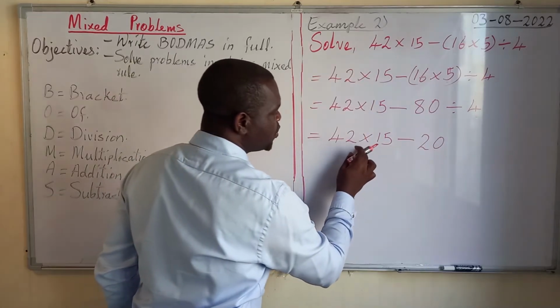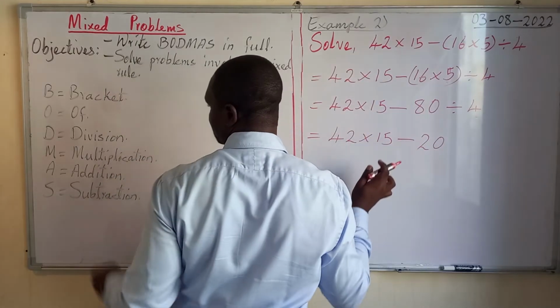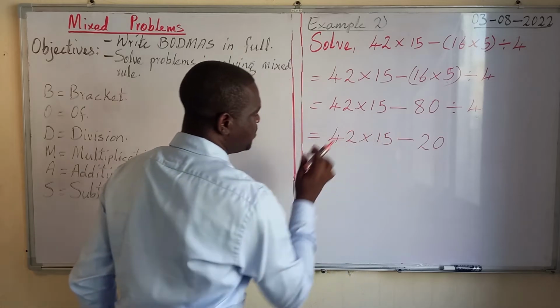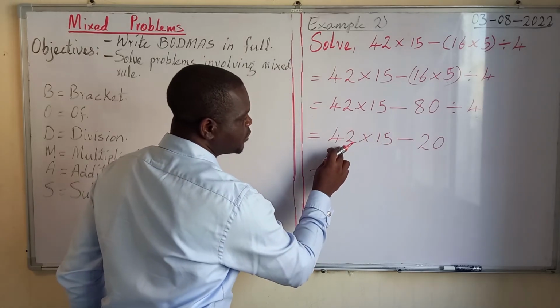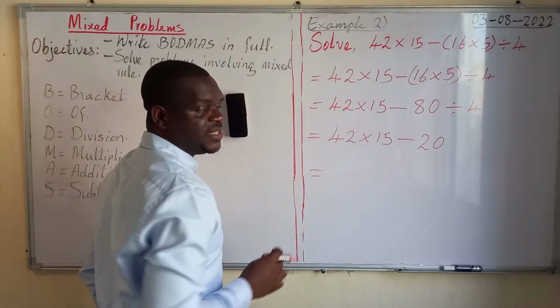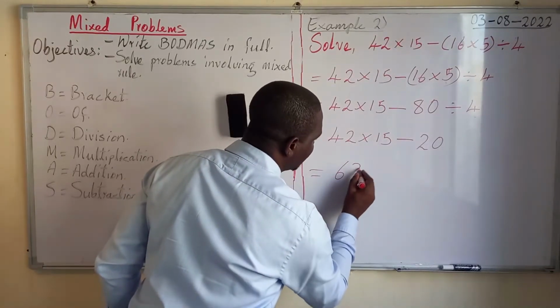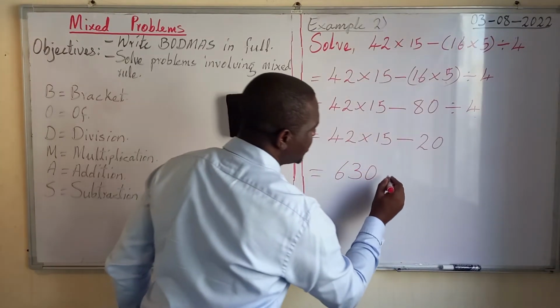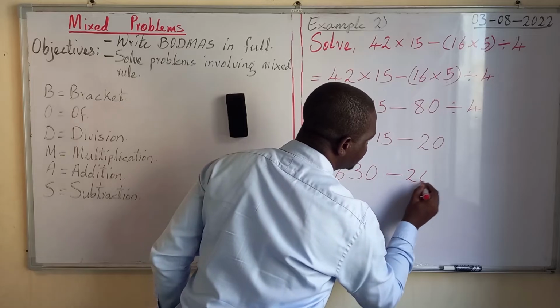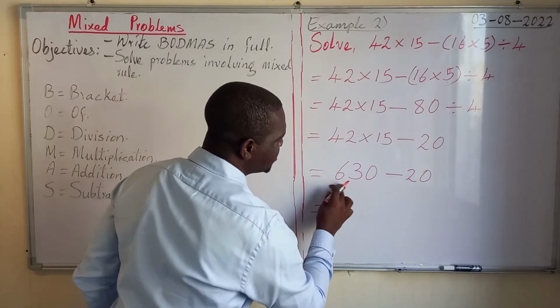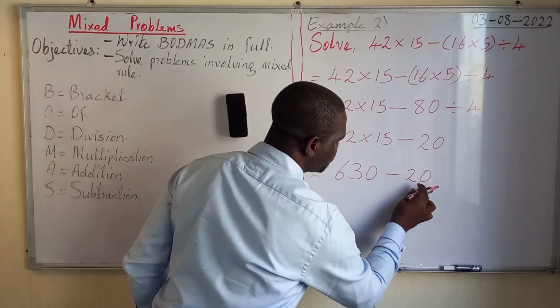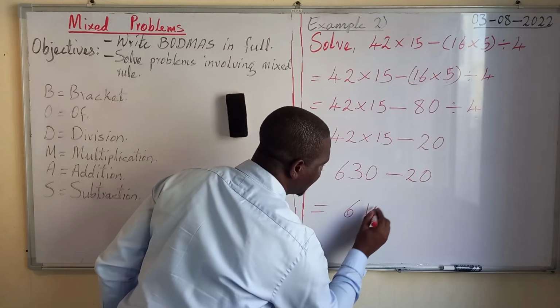And the next between multiplication and subtraction, which one comes first? It is multiplication. So we're going to multiply 42 times 15, 630 minus 20. And 630 minus 20 will give us 610.